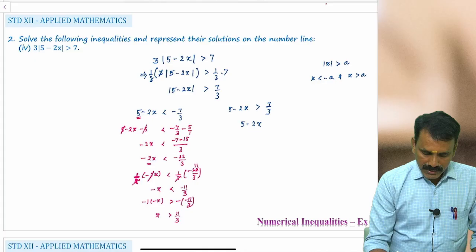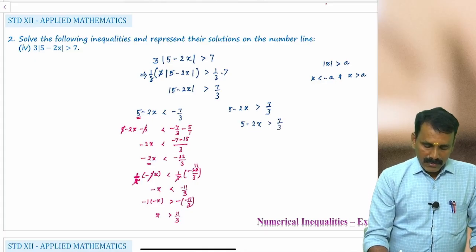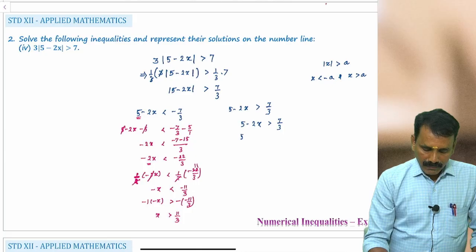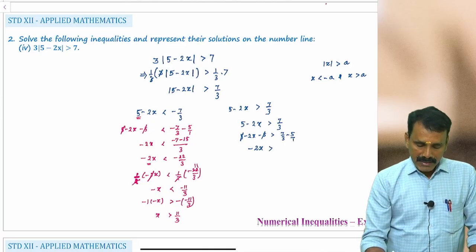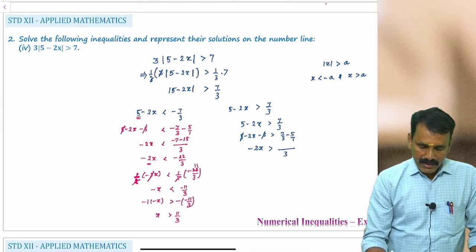5 minus 2x is greater than 7 by 3. So we rewrite 5 minus 2x; the additive inverse of plus 5 is minus 5, so 5 minus 2x minus 5 is greater than 7 by 3 minus 5. Plus 5 and minus 5 cancel. So minus 2x is greater than, this 5 is written as 5 by 1, take LCM, 3 is the LCM.